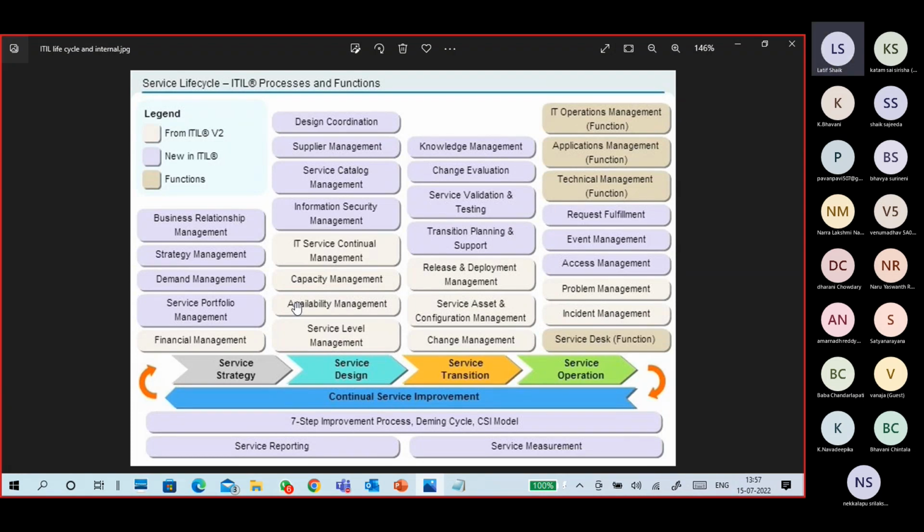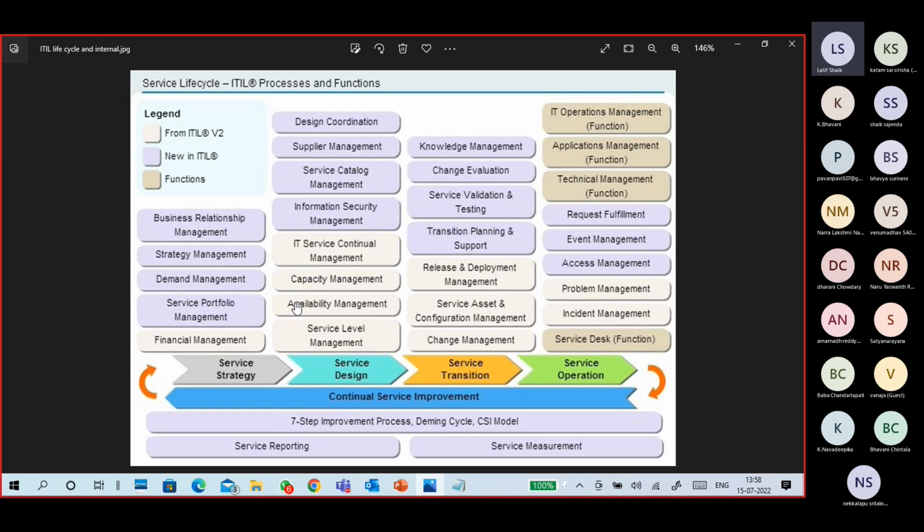That is simple. Service catalog management: portfolio management and catalog management are related. What is catalog management? Again, I say, what are the services we are providing? I am providing internet services, media services, telephone services, like that. So what are the services I am providing?